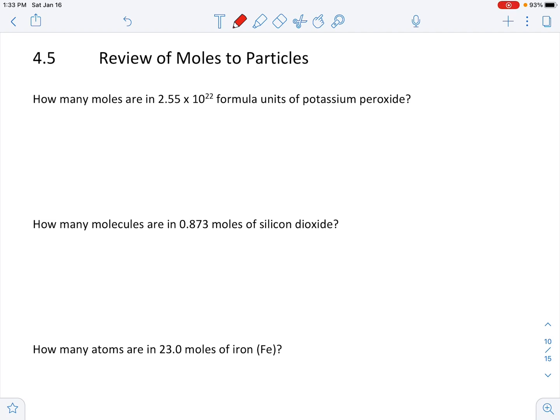But first, we must start by reviewing moles to particles. Remember, this goes on the left side of your 4.5 notes, which was moles to particles or particles to moles. Hit pause and meet me down below.